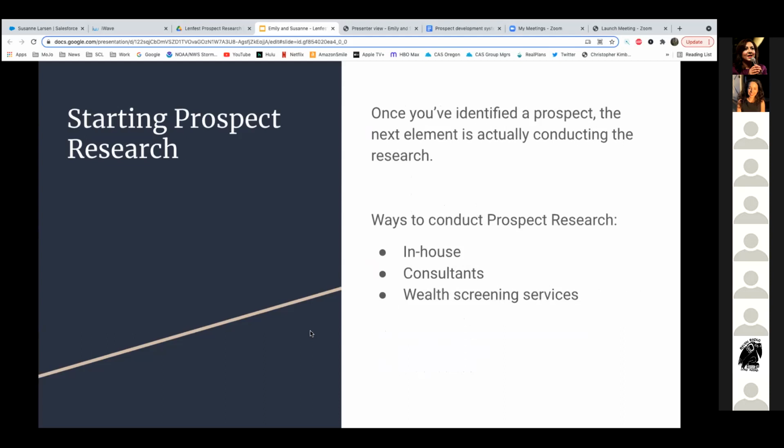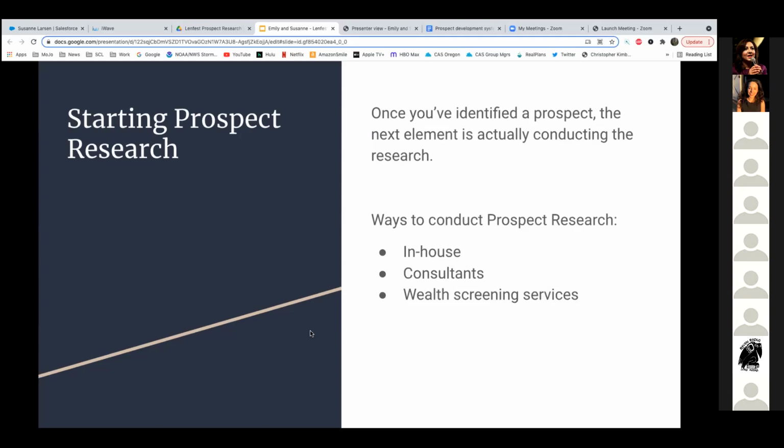So we've identified our prospects. Great, that's done. Now we're ready to start the research. You do this through in-house consultants. Doing it in-house usually requires some sort of database subscription, which does cost money.